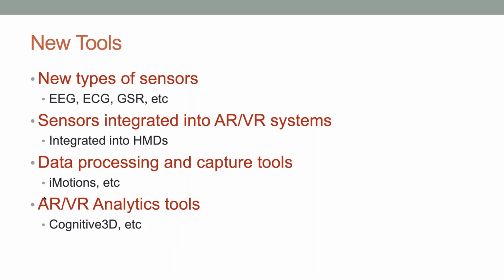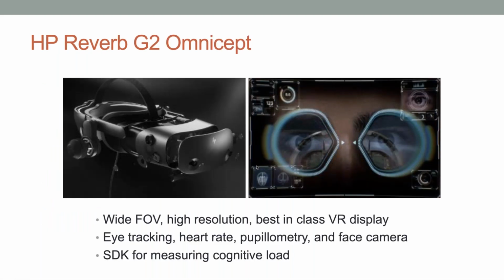There are also new tools we can be using as well, particularly using new types of sensors like EEG or ECG and GSR, and through that measure things like stress and emotion and cognitive load. And most excitingly, these sensors are being integrated into the VR and AR displays now. A good example of that is the Hewlett-Packard Omnicept display. This is a display that has just come on the market in May this year. It has a wide field of view, high resolution display, so it's typically very good for a consumer VR display.